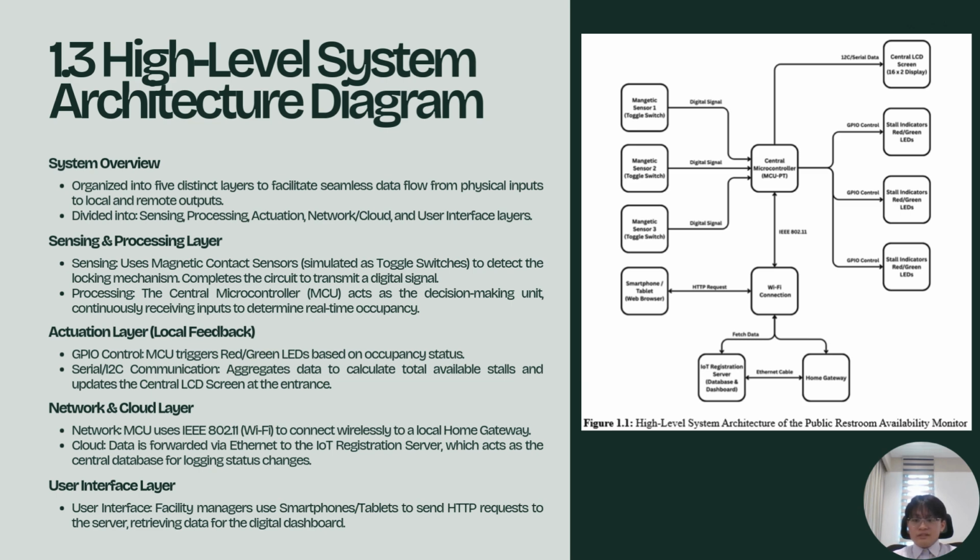The MCU continuously receives the digital inputs from the sensors to determine the real-time occupancy status of each specific store. Once the decision is made, the MCU triggers the actuation layer. This layer provides immediate visual feedback to users inside the facility. By using general purpose input-output, or what we call GPIO, control signals, the MCU activates the store indicators, turning on the red LED if occupied or green LED if available.